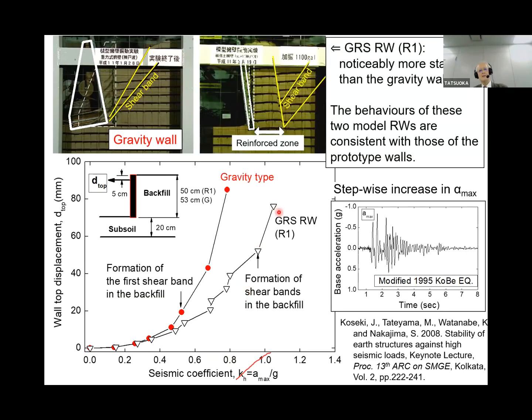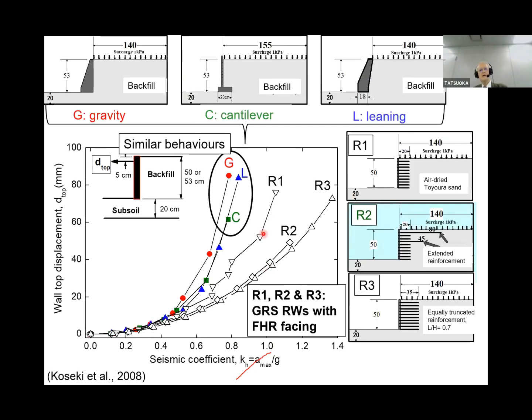This is the displacement of the DR retaining wall, R1 type. All the grid layers are short, so it is more stable, yet the displacement is not small. So we examine the stability of other types of conventional cantilever wall, this type or this type. All show similar trends of behavior, all large displacement, showing a brittle behavior.